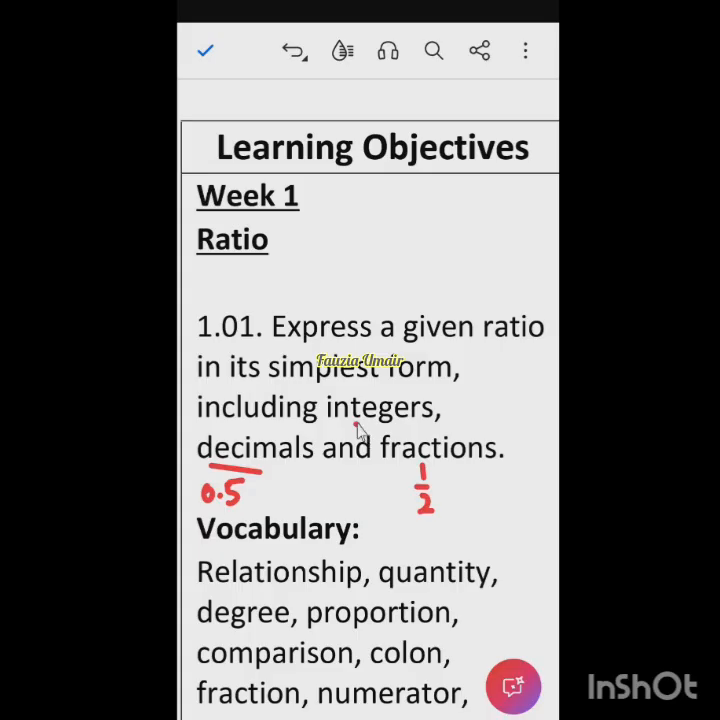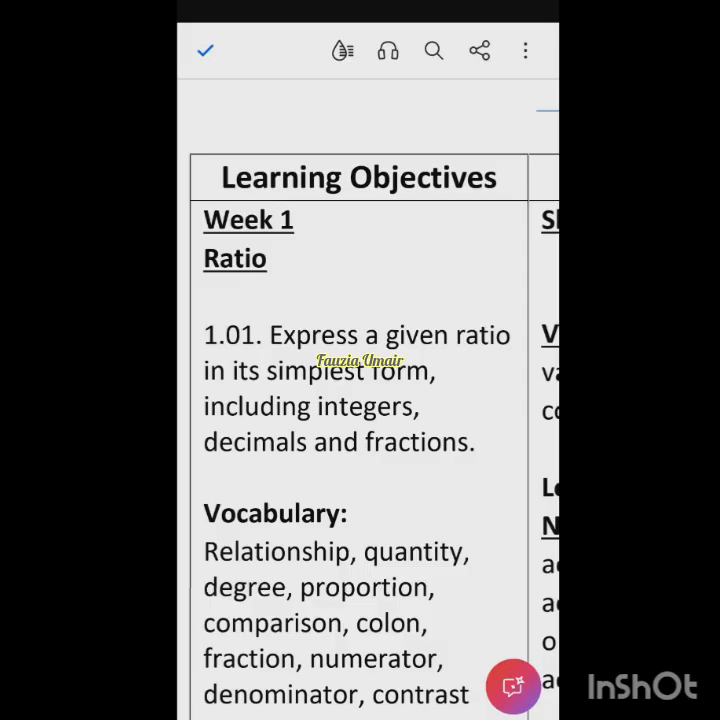And the third word here is integers. What are integers? Ma'am, they are whole numbers like 1, 2, 3. No, those are only whole numbers. Integers are positive numbers as well as negative numbers. So integers are not whole numbers. Whole numbers are only positive numbers. Integers can be positive numbers as well as negative numbers, right?